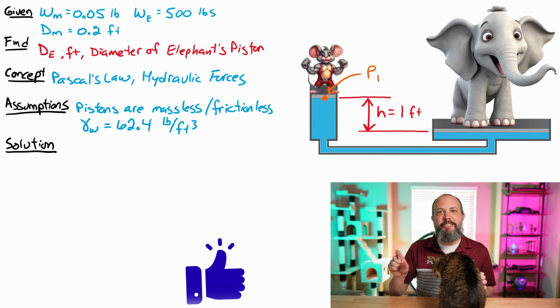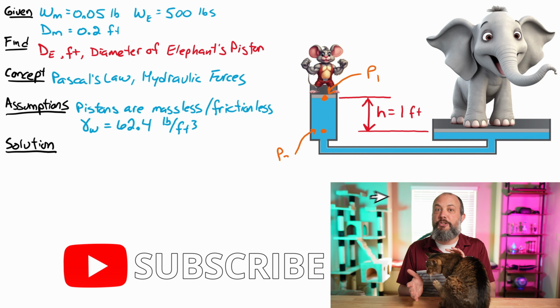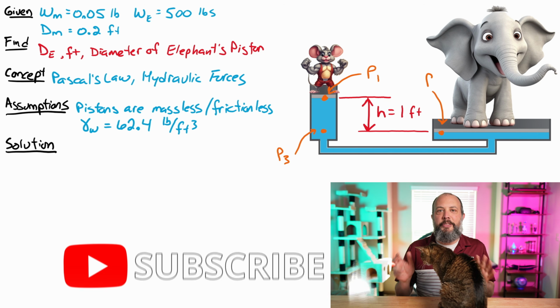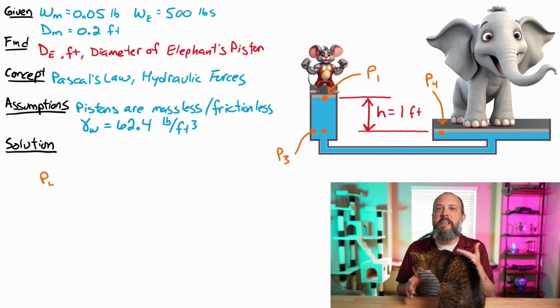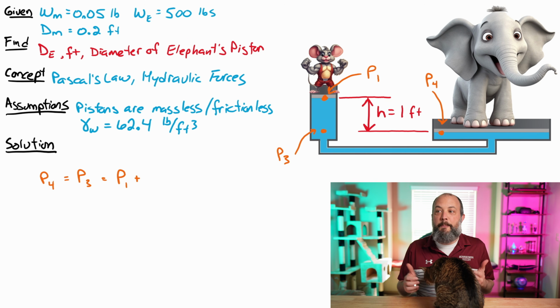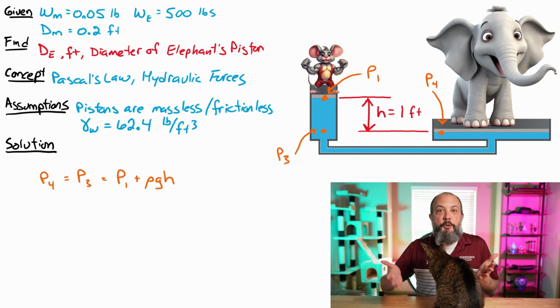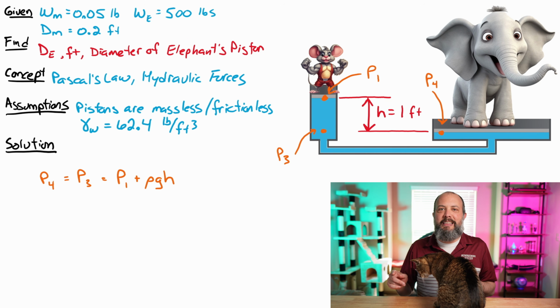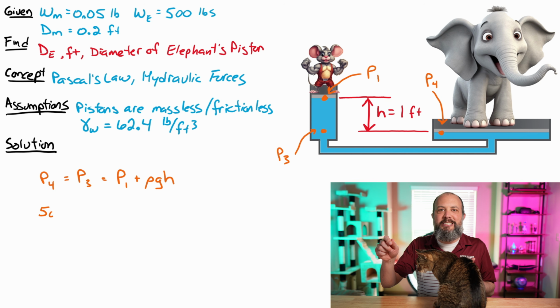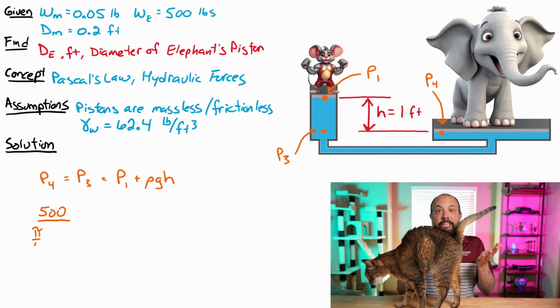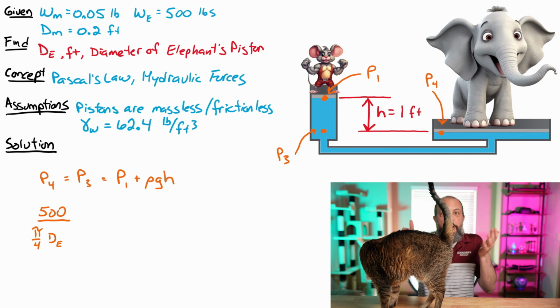So for this problem, because of the height difference, the pressure at the two pistons are actually not the same as each other. On this drawing, P3 and P4 are equal, the pressure at the 2 points that are the same elevation. And P3 is actually going to be at a higher pressure than point 2. That is, from the mouse's piston, as you go deeper in the fluid, pressure increases. Pressure increases as you go deeper in depth.